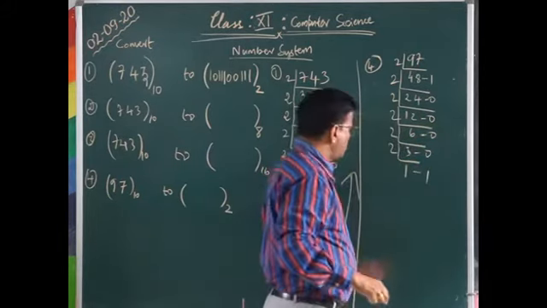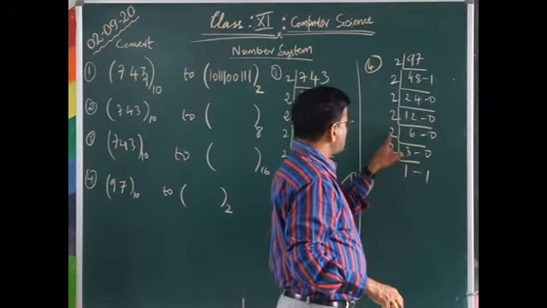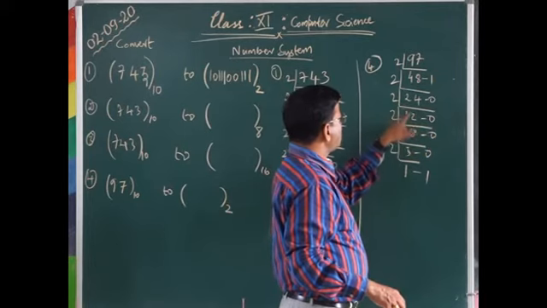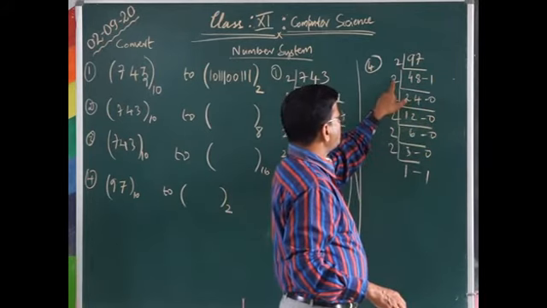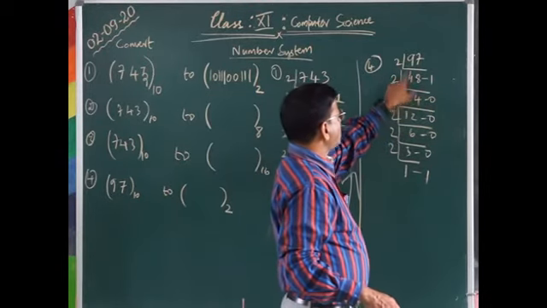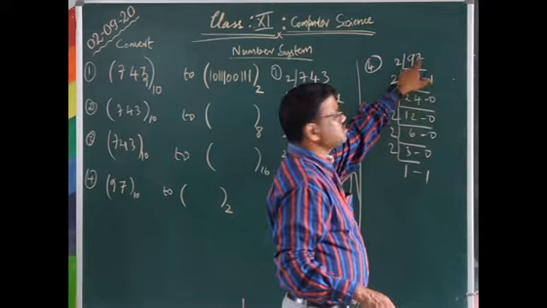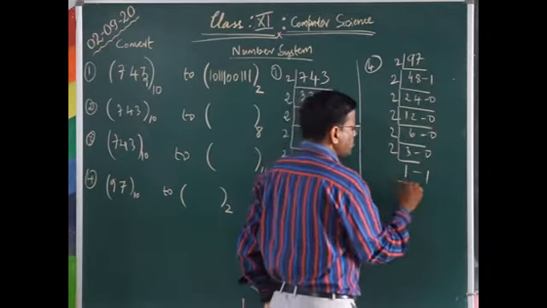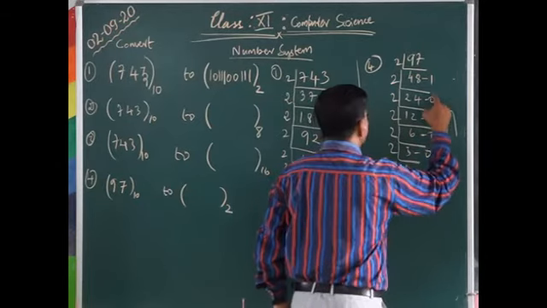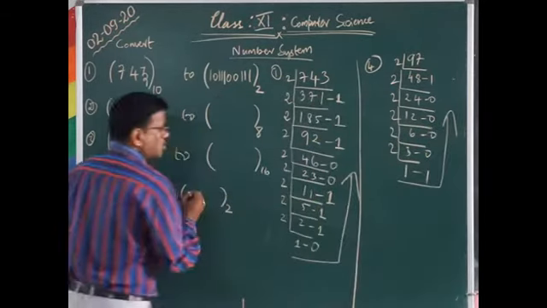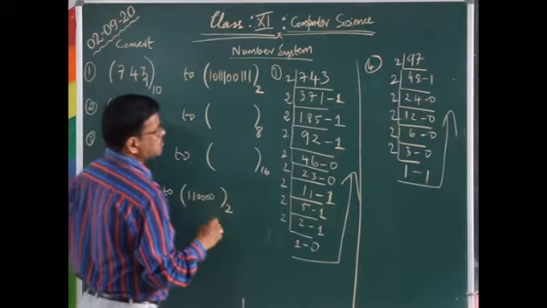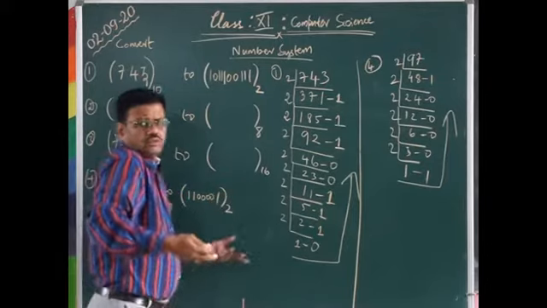I repeat again. 2 1s are 2 plus 1 is 3. 2 3s are 6, 6 plus 0 is 6. 6 2s are 12, 12 plus 0 is 12. 12 2s are 24, 24 plus 0 is 24. 24 into 2 is 48, 48 plus 0 is 48. 48 into 2 is 96, 96 plus 1 is 97. Take the answer from bottom to top. 1, 1, how many zeros are there? 1, 2, 3, 4. 1, 1, 4 zeros followed by 1. This is what the answer is.